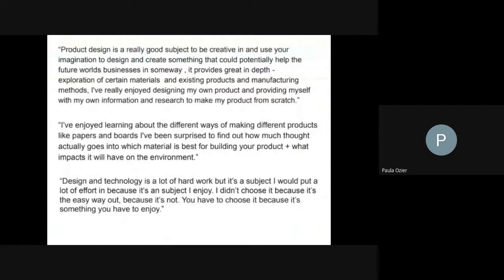I'd like to leave you with some quotes from our current students. So the students that have provided these quotes are currently in year 10 and year 11 and are studying design technology. I thought it was interesting to hear what they've got to say.